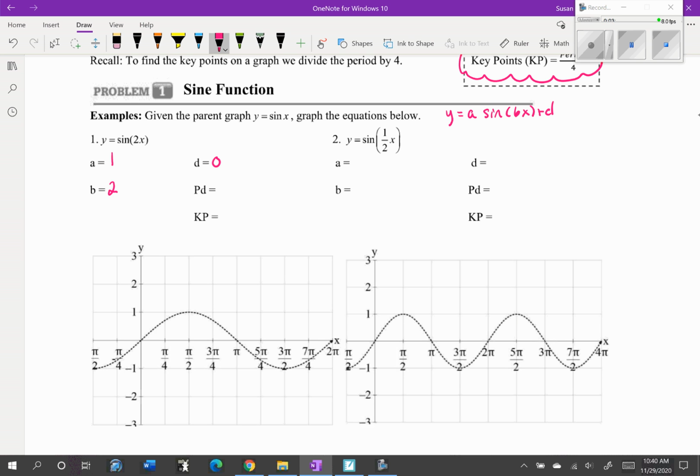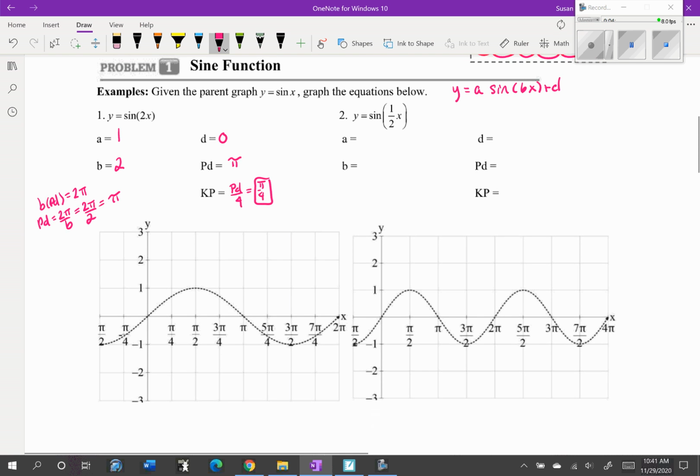So the period, remember, we find by using our equation that we know b times the period equals 2 pi. So in this case, that tells us that the period equals 2 pi over b. We just wrote that down a minute ago. So in this case, 2 pi divided by 2 gives us pi. So that changes our key points. So remember, the key points are going to be the period divided into 4 equal parts. So now our key points are going by pi over 4, whereas remember from the parent graph, our key points were going by pi over 2.